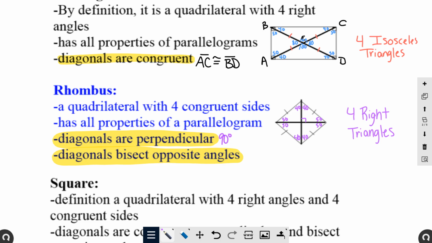Now, do we know that the diagonals are congruent in a rhombus? No, the diagonals are congruent in a rectangle. The diagonals in a rhombus are perpendicular and bisect the angles. So keep them separate. Rectangle, they're congruent in length. In a rhombus, they split the angles and make 90 degrees. So a rhombus is all about degrees and angles, and a rectangle, it's all about the length.